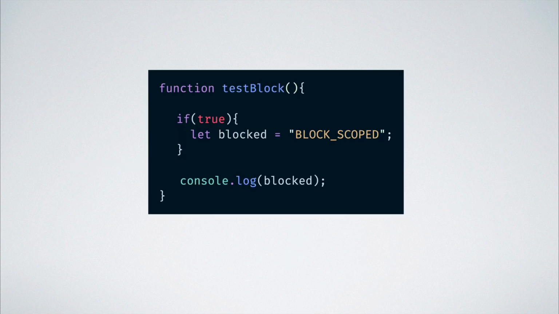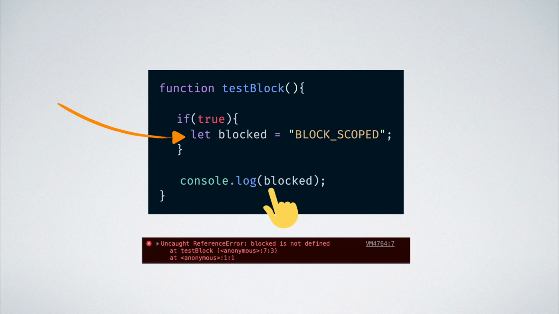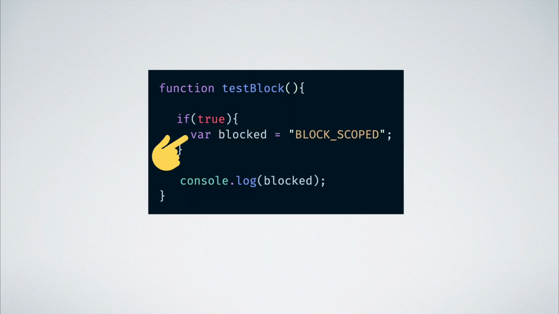In this example, we are just creating a new variable called block using the let keyword inside of the if block. When we try to log that variable towards the end of the function, we get a reference error even though we are trying to reference the variable inside the same function. This is because it was declared using the let keyword and hence is scoped to the block. Due to that, it does not exist anywhere outside of the block. If we declare the same variable using the var keyword instead of the let keyword, the code starts to function as expected because it is then scoped to the entire function and not the block.